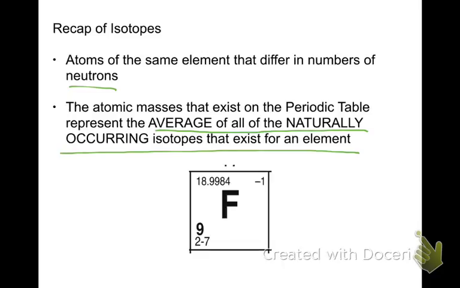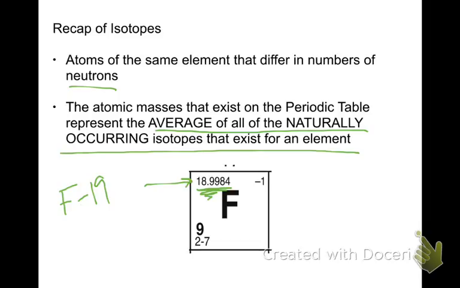So if we take a look at fluorine, this atomic mass represents the weighted average of all of the naturally occurring isotopes of fluorine. In other words, it tells us which one is probably the most abundant, the whole number that's closest to our average given to us on our periodic table. So for fluorine, the most abundant isotope would be fluorine-19.